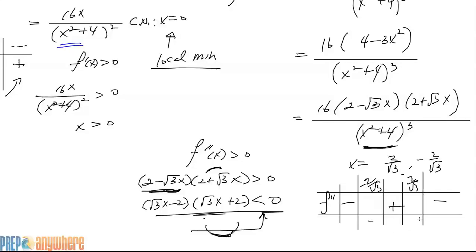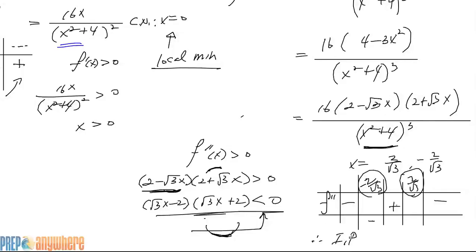So are these two inflection points? Is the concavity changing as we go through this number and this number? Yes. Okay, so therefore they're both inflection points. Therefore, inflection points are at -2/√3 and 2/√3, or plus minus 2/√3, you can just say that. Okay, so that's a justification that you need to show.